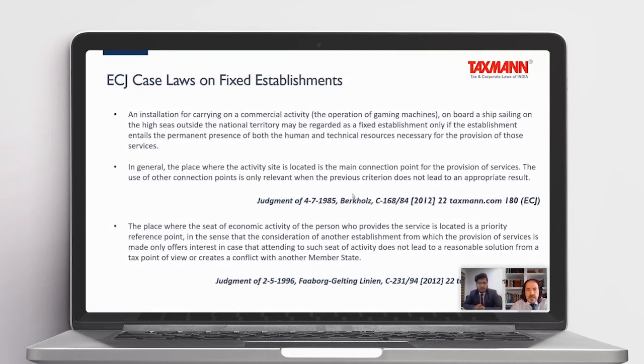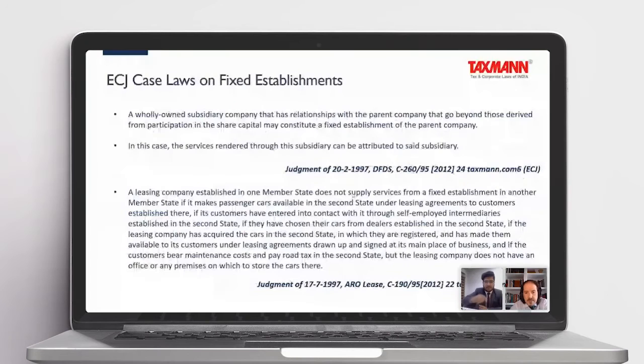The following case is interesting again because, okay, let's see. I'm trying to go to the following slide. Okay, thank you very much, Mr. Kumar.